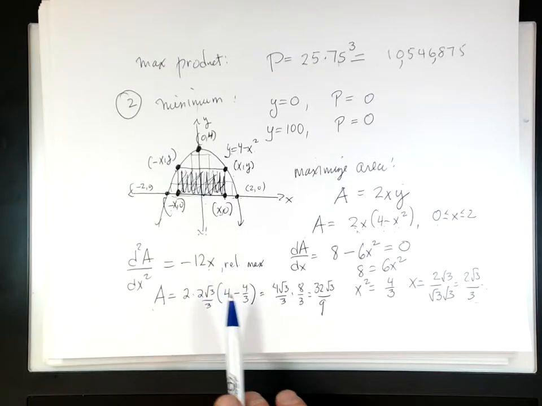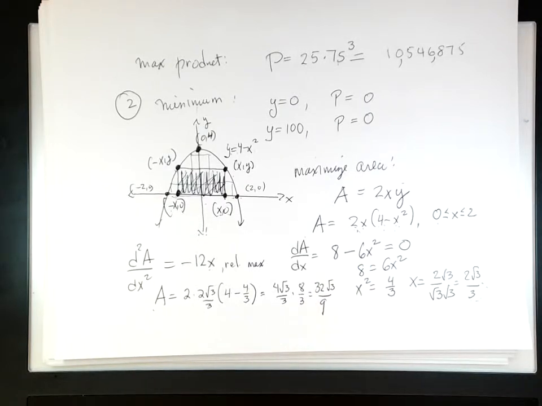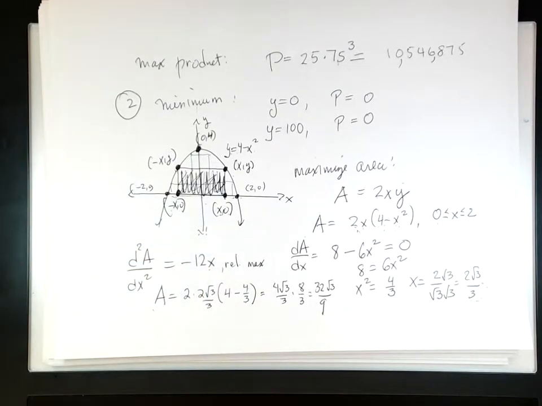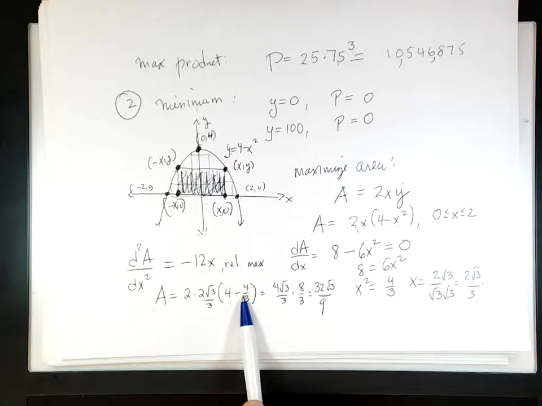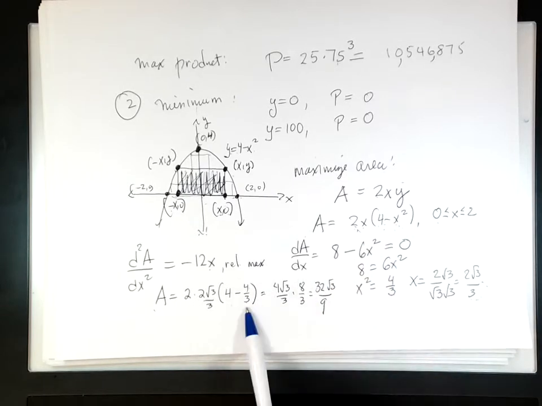No, this is from taking the second derivative of our first derivative, just to see if we have a max or a min. Carolina? In the parentheses where it says 4 minus 4/3, shouldn't that be squared? I squared the x. X squared is 4/3.